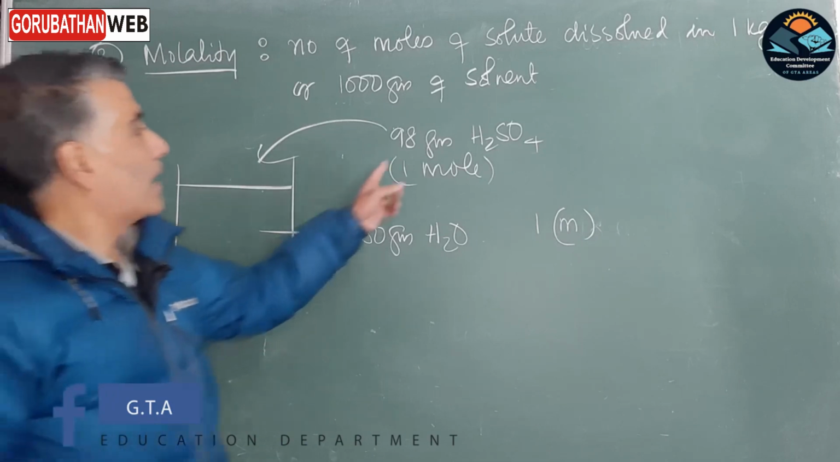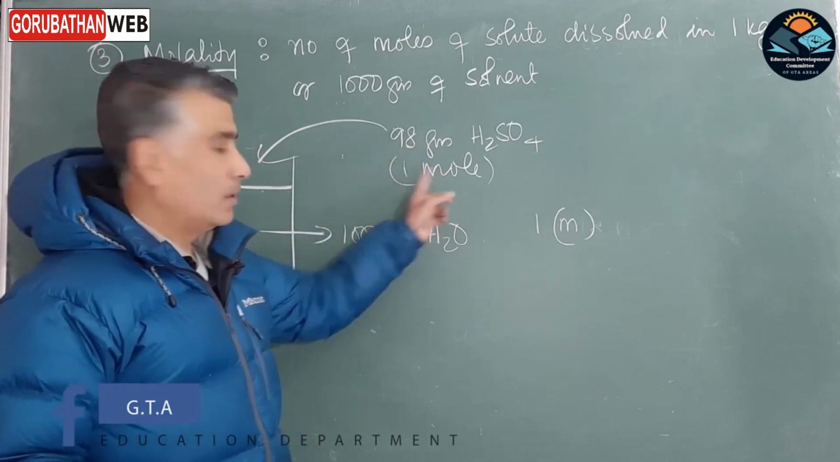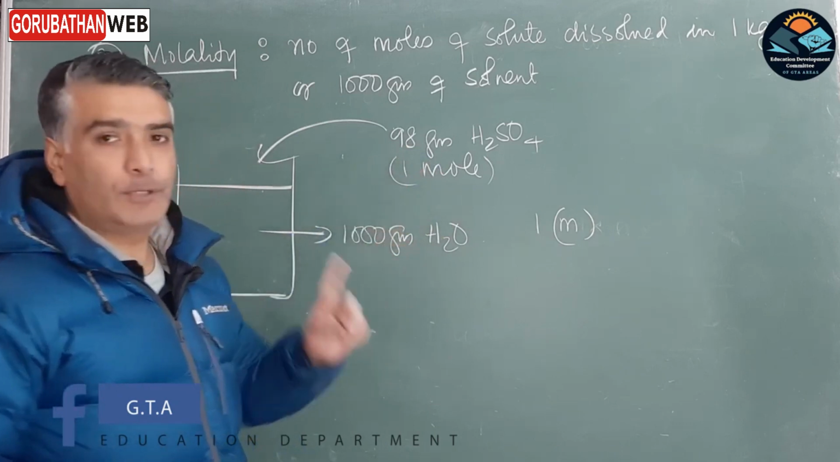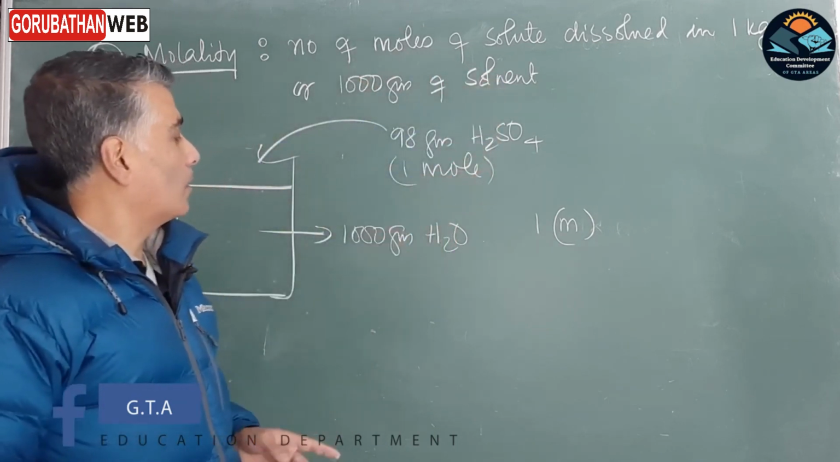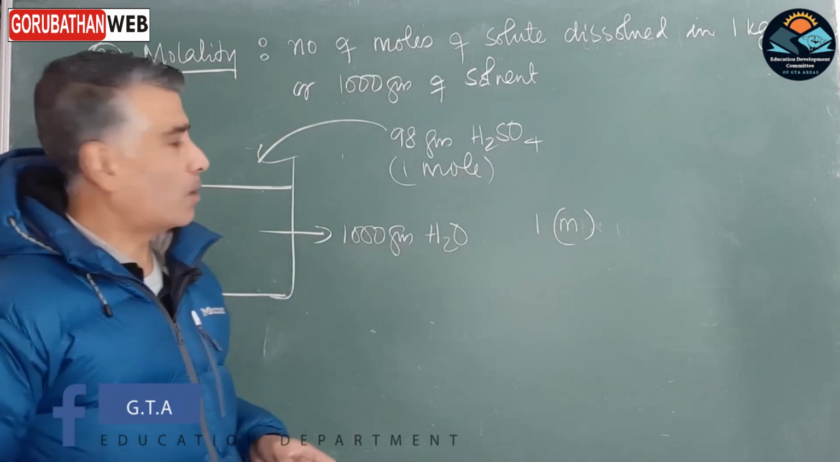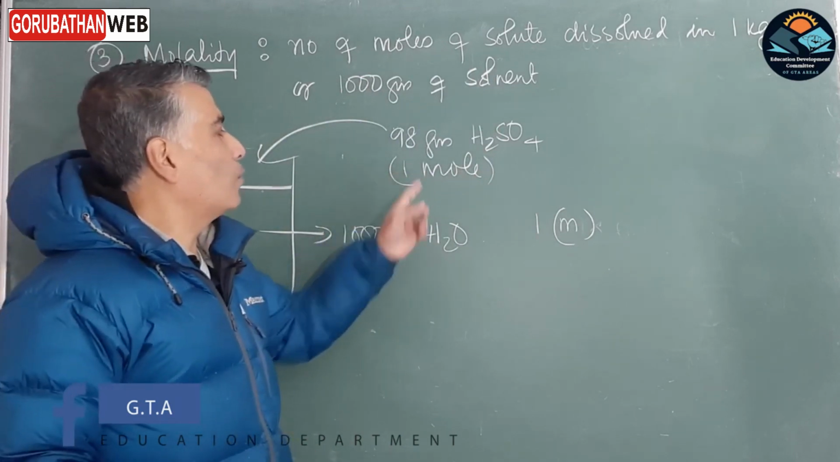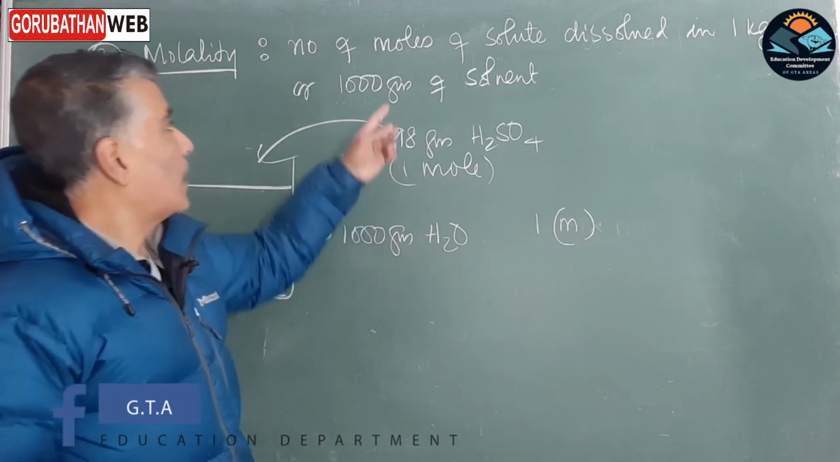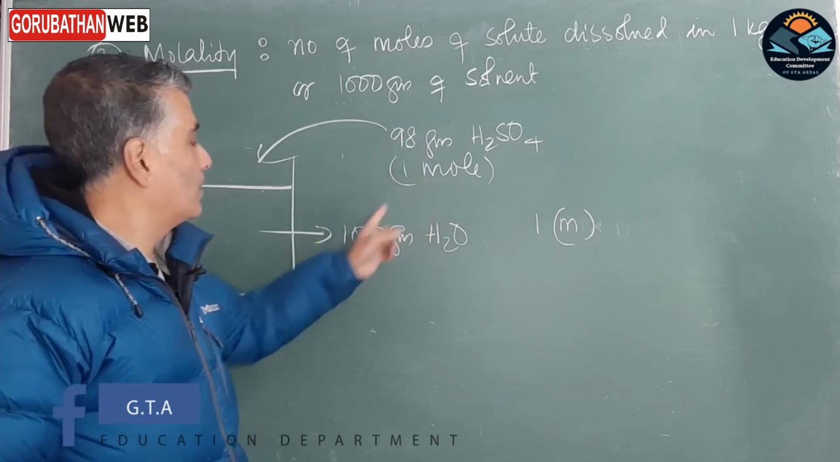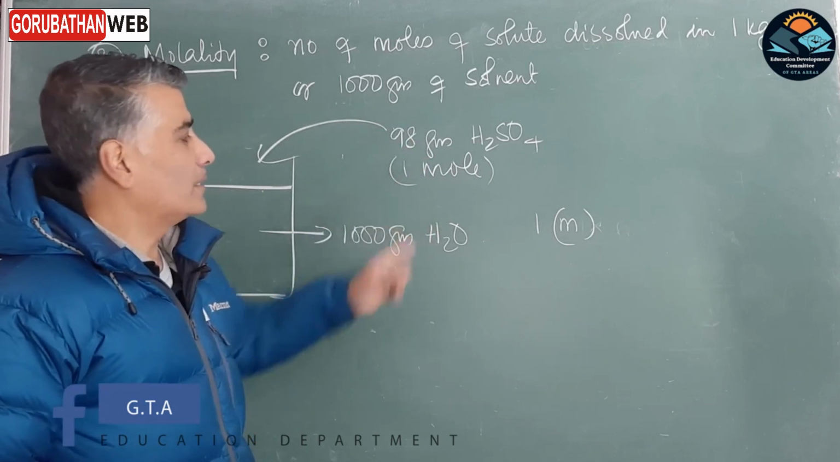If you add 2 moles of this in 1 kg, then the molality is going to be 2, because molality is the number of moles of solute in 1 kg solvent. So if you add 1 mole of sulfuric acid, molality is going to be 1. If you add 10 moles of sulfuric acid in 1 kg solvent, the molality is going to be 10.